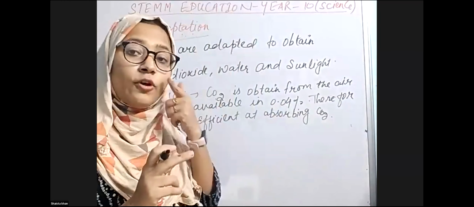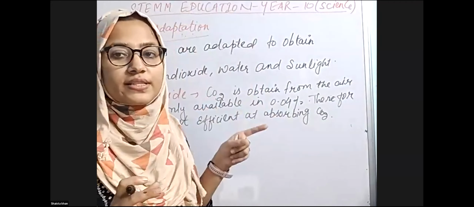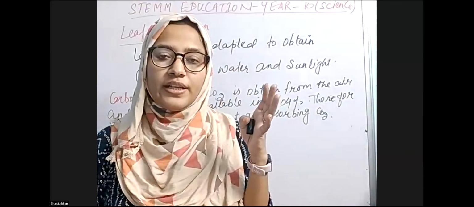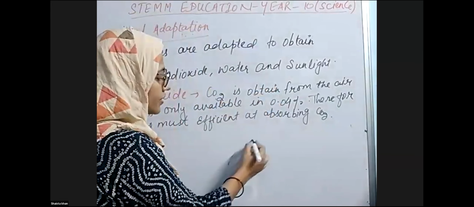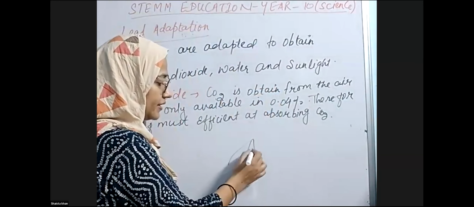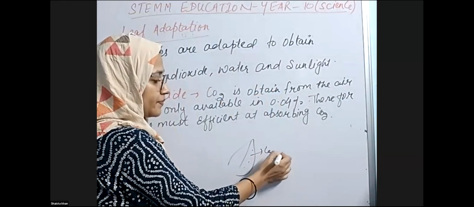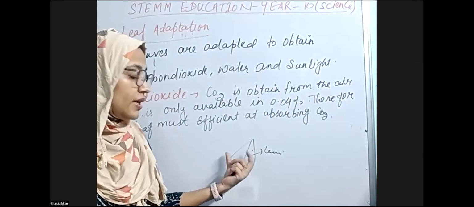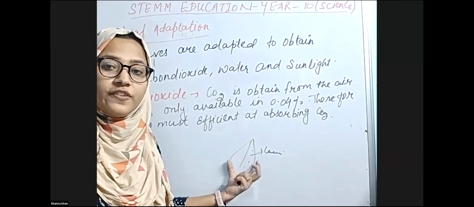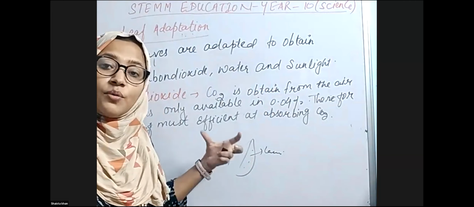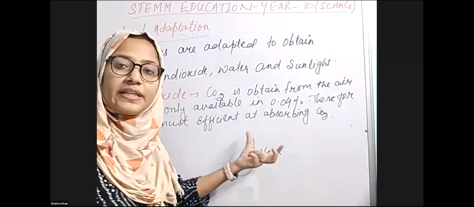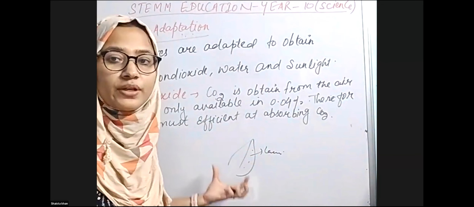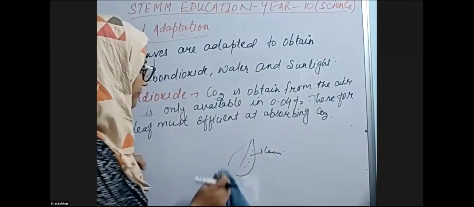I have already explained in our previous class the outer structure of the leaf, like the broader part. The broader part is known as the lamina. Because it has an adaptive feature, a leaf should be more efficient. That's why it has a broader part, so that it can absorb more and more carbon dioxide from the atmosphere. Okay?